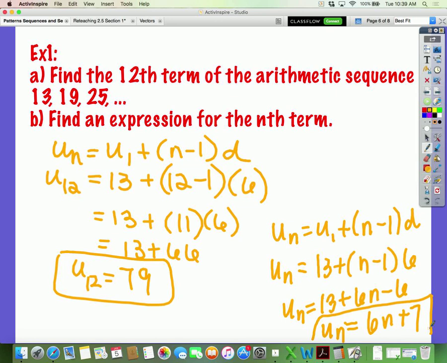And so at this point in time, I could find the 100th term. All I have to do is plug in 100 for n, multiply by 6, add 7. And again, this could be a non-calculator problem. Simple enough, simple numbers. Questions?